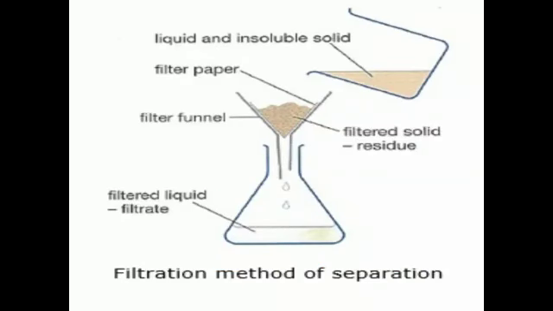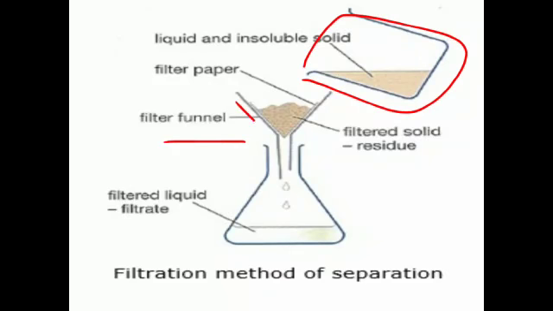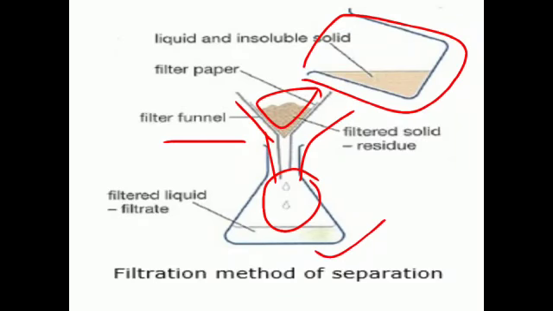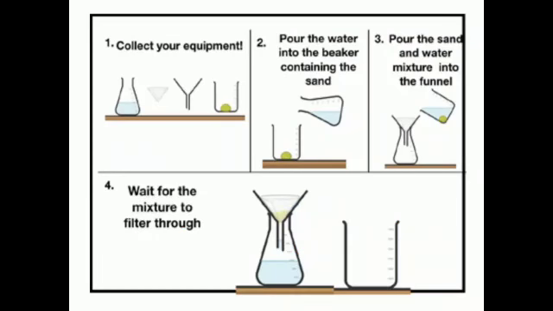So this is a diagram of the method of separation, that is filtration. In this jar we have our mixture, the mixture of solid and liquid, which is sand and water. This is a filter funnel and it has filter paper over it. We will pour the mixture over the filter paper and then we will get the filtrate in this flask, and the residue will be left over the filter paper. So students, this is a method.